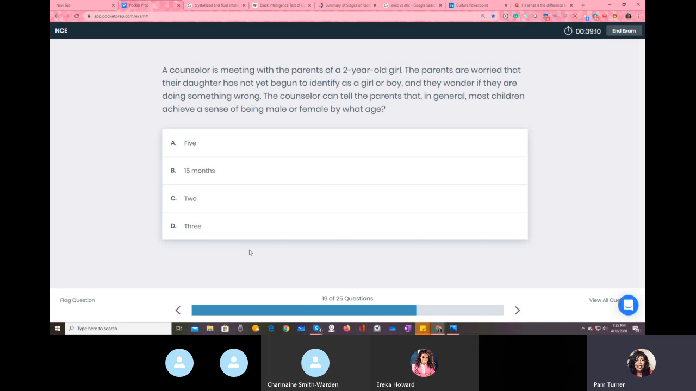A counselor is meeting with the parents of a 2-year-old girl. The parents are worried that their daughter has not yet begun to identify as a boy or a girl, and they wonder if they're doing something wrong. The counselor can tell the parents that in general, most children achieve a sense of being male or female by what age? When do they usually figure that out, male or female? Answer that one is 3.